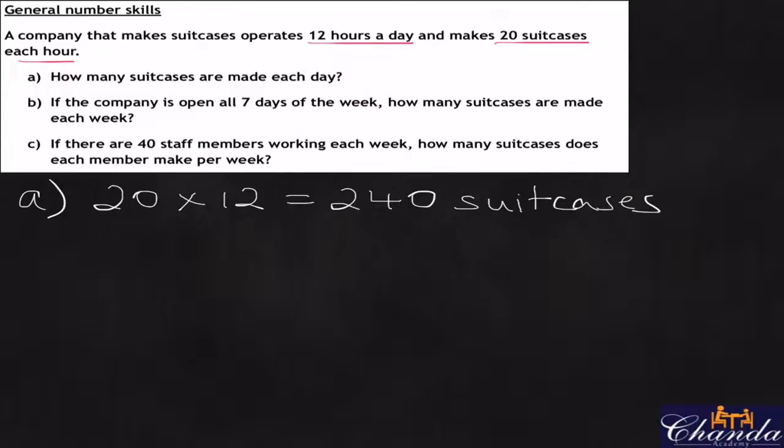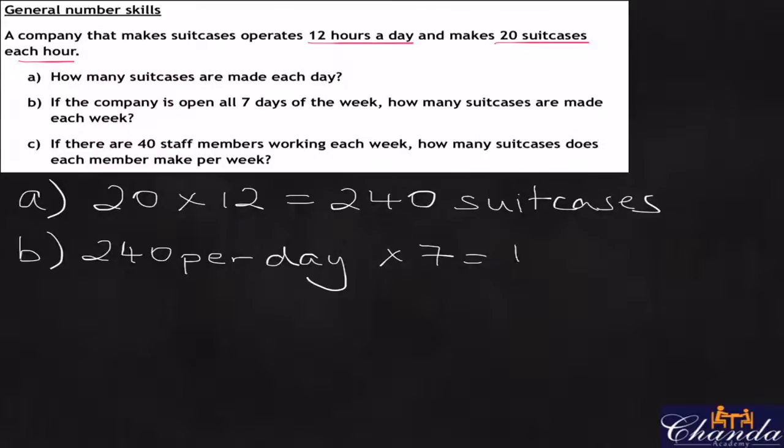Then part B says, if the company is open all 7 days of the week, how many suitcases are made each week? Now, if they're making 240 per day, and they're open 7 days a week, they simply have to multiply it by the 7, which gives you 1,680 suitcases for the week.